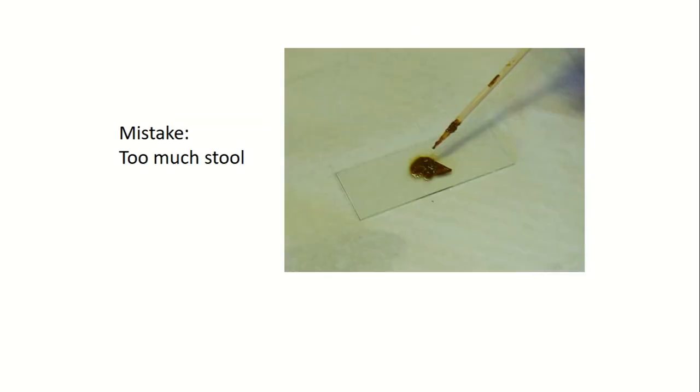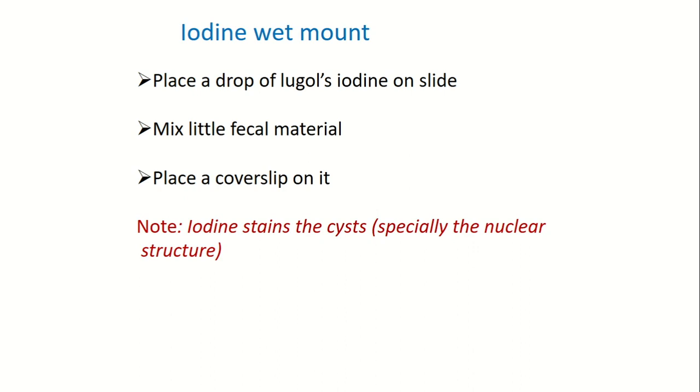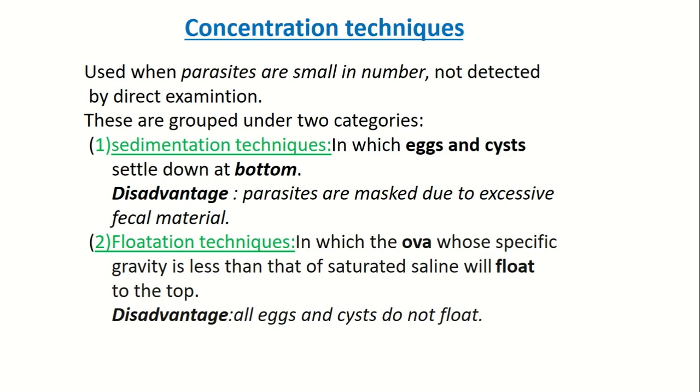Now there is one mistake commonly done, that is too much stool, and that should be avoided. So it should be in proper proportion. Now iodine preparation is again very important. Place a drop of Lugol's iodine on the slide, mix it with the fecal material, and place a cover slip. And again, as we told earlier, iodine is for cysts, that is, for nuclear structure. So this is about the saline method and the iodine method.